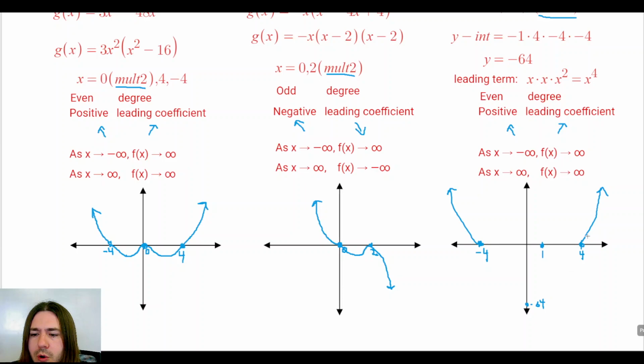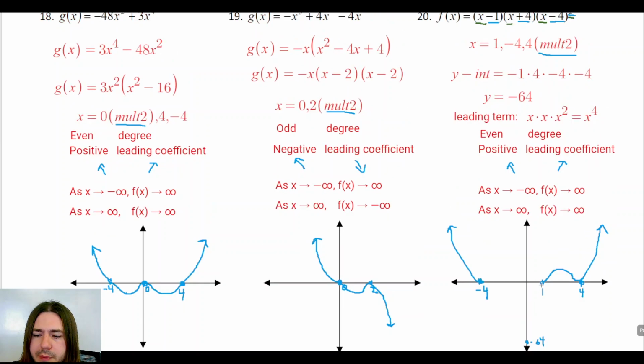So the only bounce I have, the only multiplicity I have, is on this x-intercept of 4. So I know I'm going to bounce here. And now I'm going to just pass through this one. I need to go all the way down to -64, and then I'm going to come up and have another pass through here. So your graph should look something like that. All right, I think that's all the graphing.